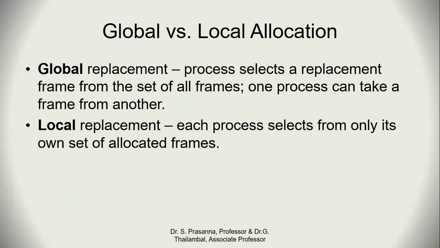So, global versus local allocation. Global replacement is where a process selects a replacement frame from the set of all frames. One process can take a frame from another. So in global replacement, groups of frames have been allocated, and from all the groups, any page can be taken as a victim. That is global replacement. Local replacement is where you take only one group, and inside that group, whatever page is there, you select as a victim only in that particular group. Then it is called local replacement.